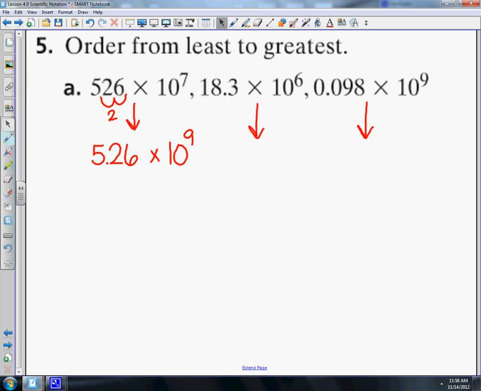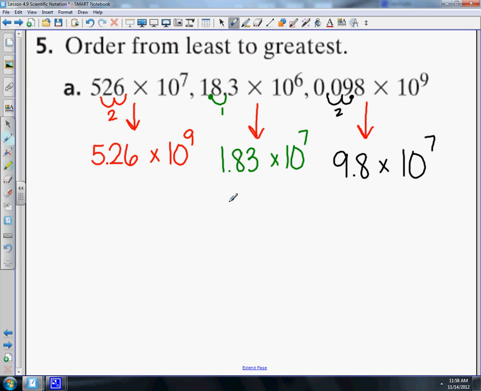This one, I'm going from 18.3 and I'm going to move my decimal point 1 time to 1.83. My number's going down, so my exponent goes up 1 time, however many frog jumps you have. And then lastly, I move this 2 times, and my number's from 0.098, it goes up to 9.8. My decimal's going up, so my exponent goes down to 7. So that completely changed all the exponents.